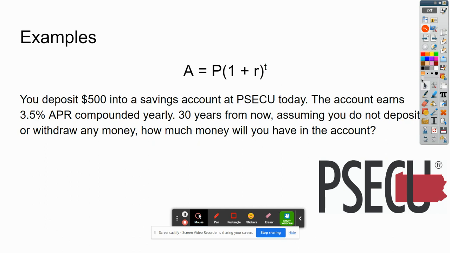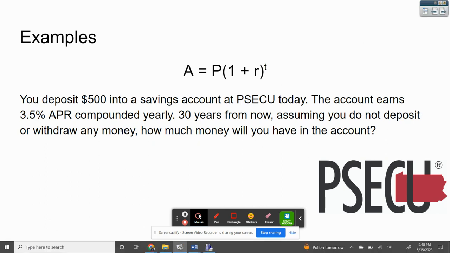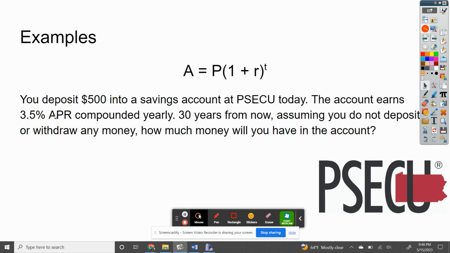So here's the first question. You deposit $500 into a savings account at PSECU. That stands for Pennsylvania State Education Credit Union. They do have an ATM in Shippensburg, Pennsylvania here, but they've got a bunch of banks and such up north. You're putting in an account and it earns 3.5% APR. APR stands for annual percentage rate. So that's your rate, compounded yearly. So we're going to use years for our time.